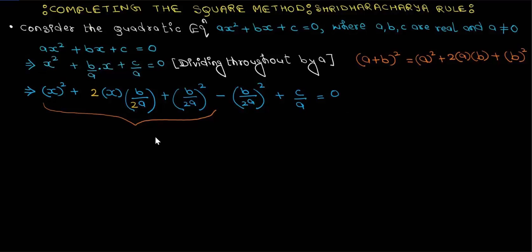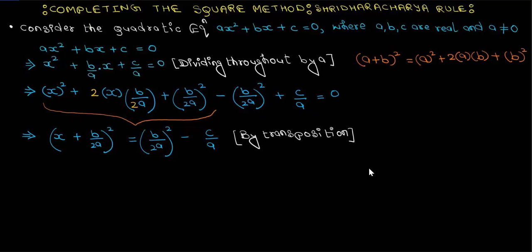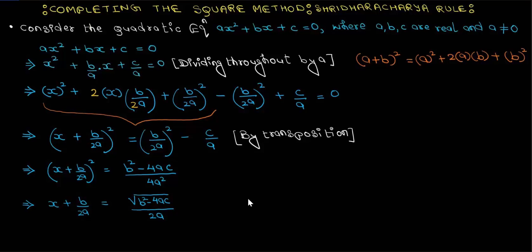So this expression, because see, this is splitting the middle term, you can say. We have converted the polynomial into two parts, one as a perfect square. This is the perfect square, x plus b by 2a whole square, a square plus 2ab plus b square, minus, and equal to b by 2a square minus c by a by transposition. So we get the solution by solving it further.